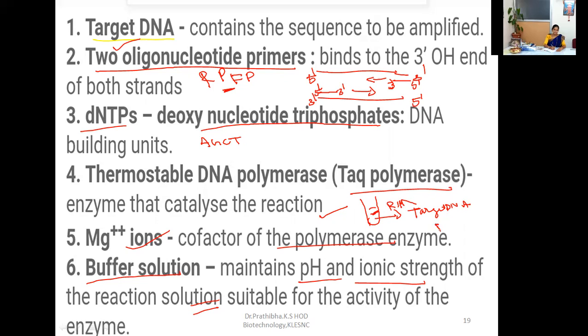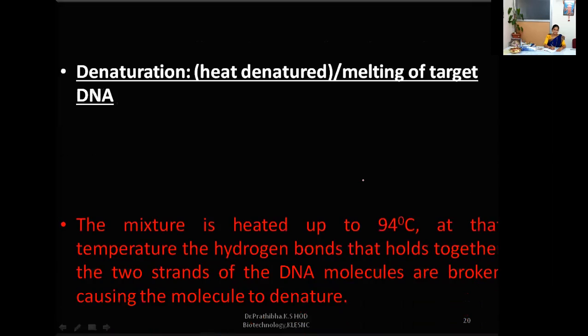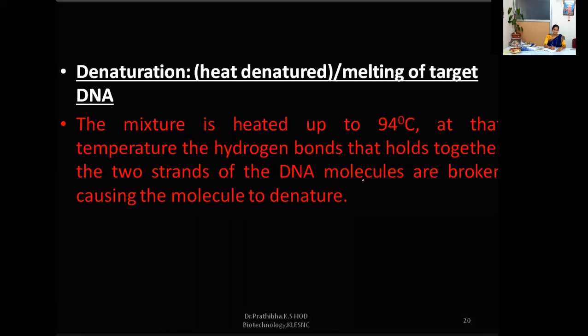Then oligonucleotides or primers. You are not going to suspend only one target DNA, there will be many copies. Target DNA is suspended, then primers. Then you need to provide in this particular reaction mixture dNTPs, Taq DNA polymerase, and magnesium ions. Kindly make a note, don't simply watch, otherwise you'll forget.